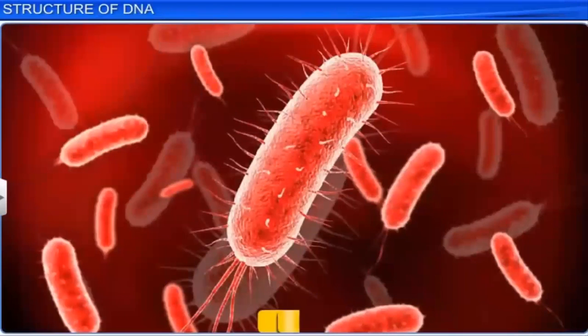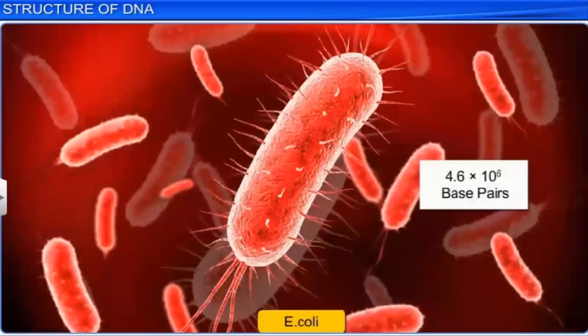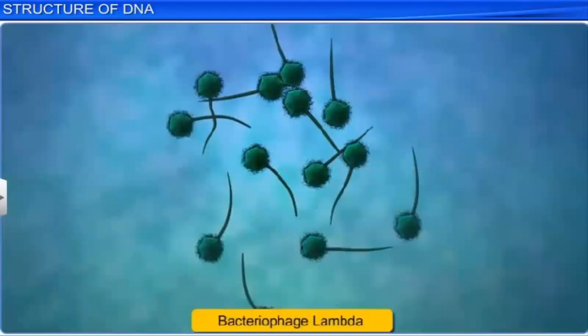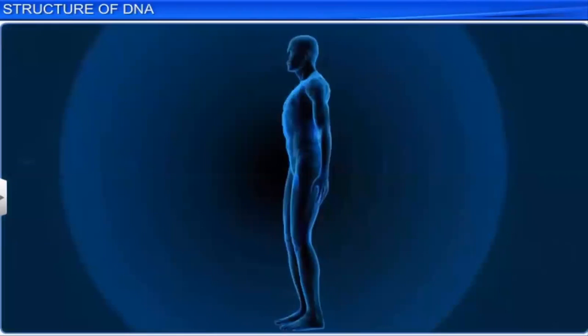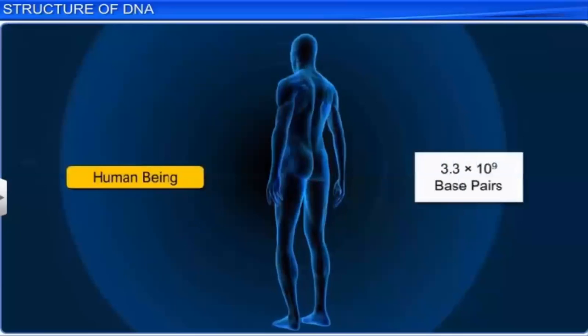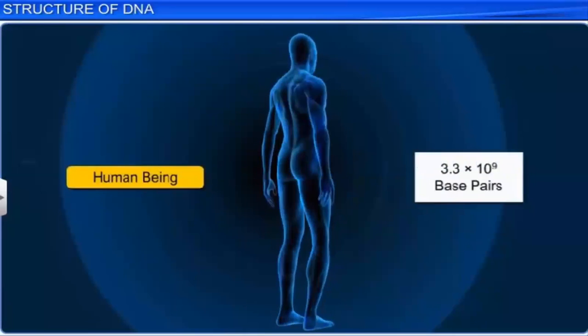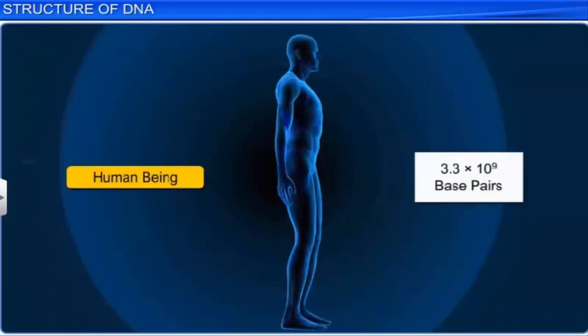For example, E. coli has 4.6 multiplied by 10 raised to the power 6 base pairs, and bacteriophage lambda has 48,502 base pairs, while the haploid content of human DNA has 3.3 multiplied by 10 raised to the power 9 base pairs.